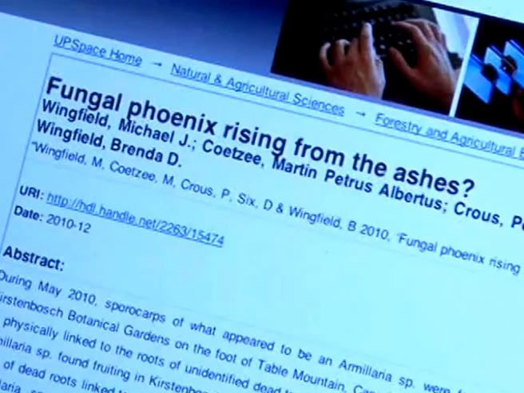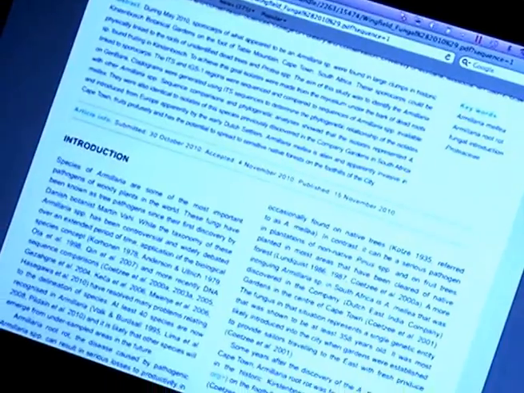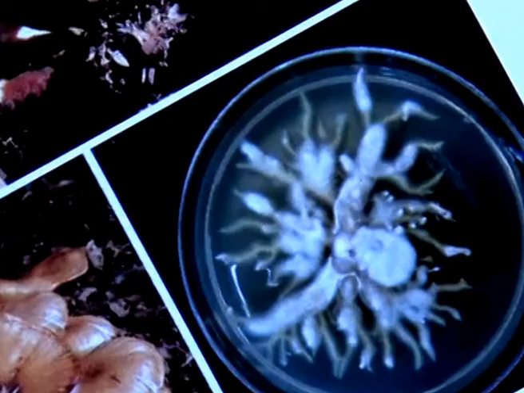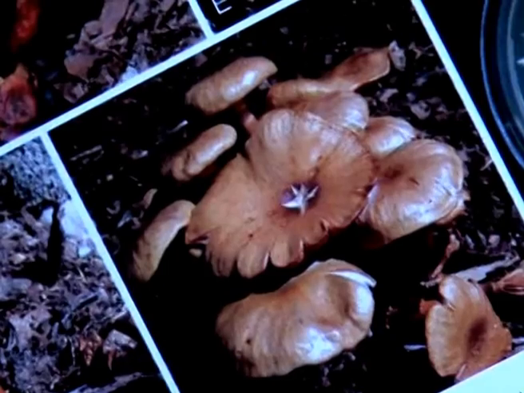So open access is going to be incredibly important for us here at the University of Pretoria. And a number of years ago, our Senate okayed a mandate whereby we promote open access at the University of Pretoria. And I really think this is going to be the wave of the future.